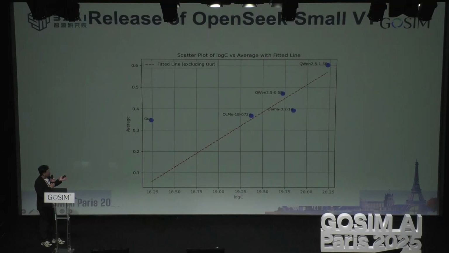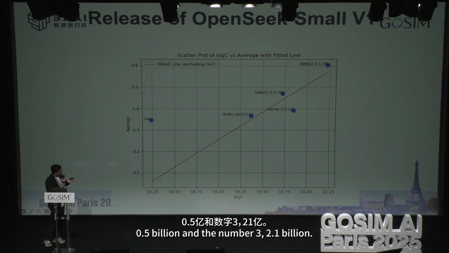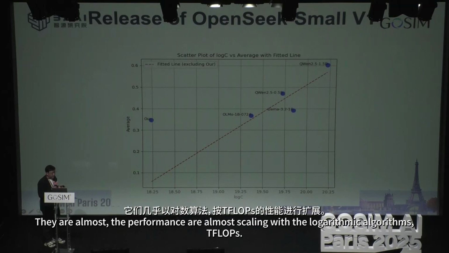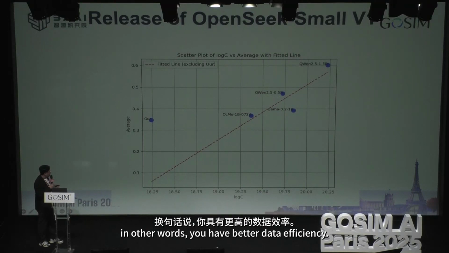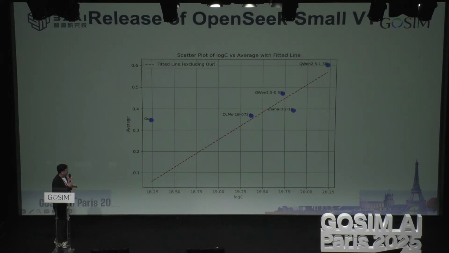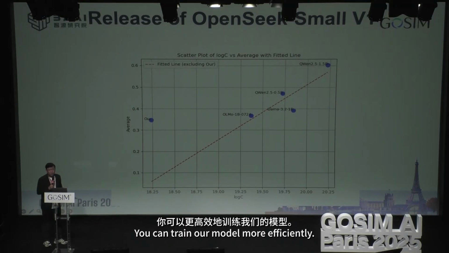Models of about 1 billion, 0.5 billion, and Llama 3.2 1 billion have performance scaling almost log-linearly with the TFLOPs. So our model has better scaling, in other words, it has better data efficiency. It can train our model more efficiently.